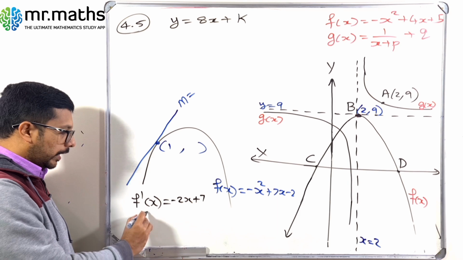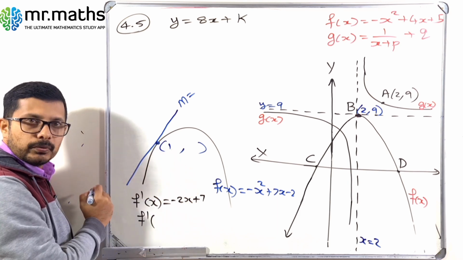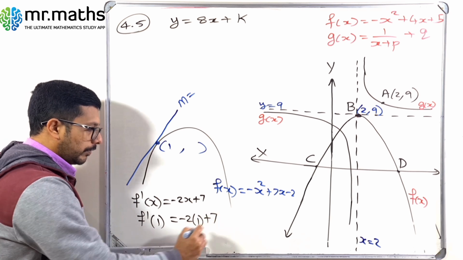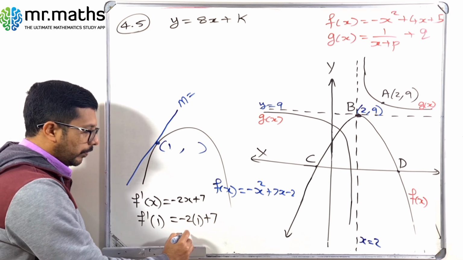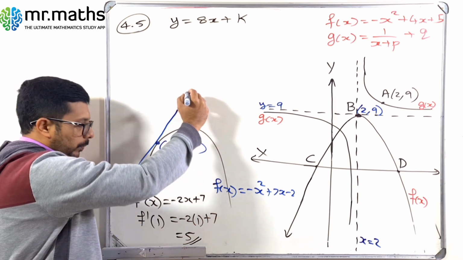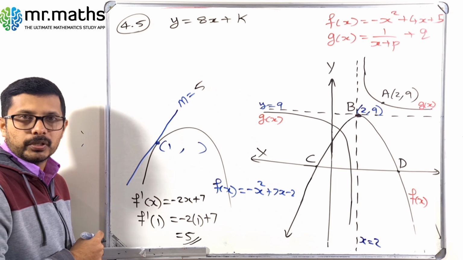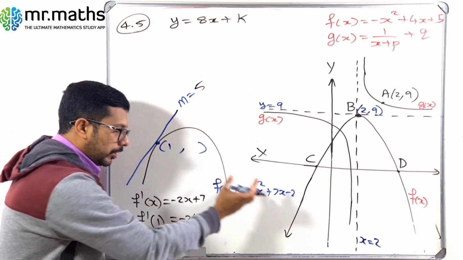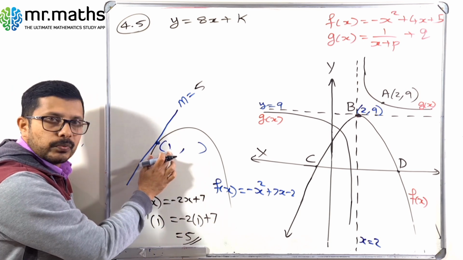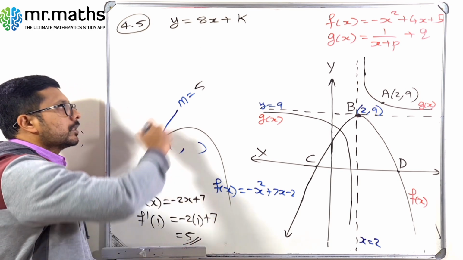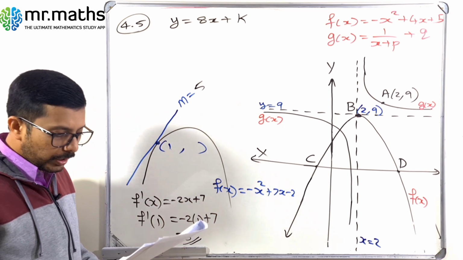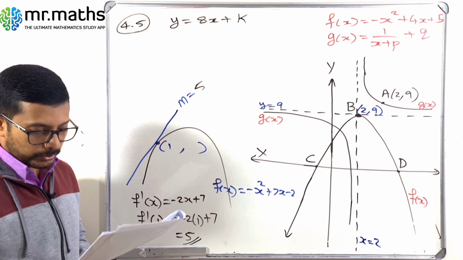Now substitute the x value of that particular point. What is the x value of that point? 1. So it is minus 2 into 1 plus 7. Minus 2 plus 7 is 5. So it means that the gradient of this tangent is m equal to 5. Do you understand what I did? First I found the derivative of this equation, that is minus 2x plus 7. In that derivative I substituted the x value of that point, and that answer is the gradient of that tangent.